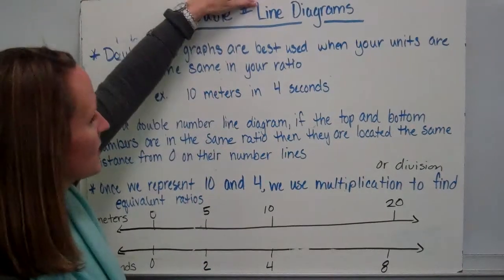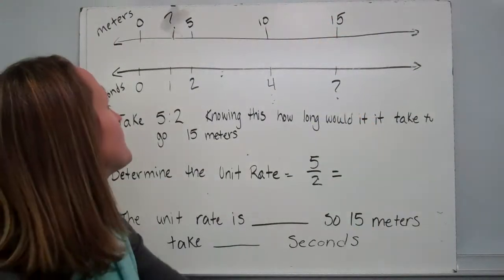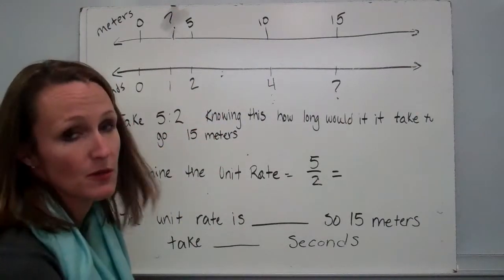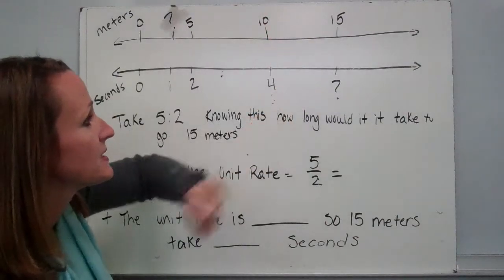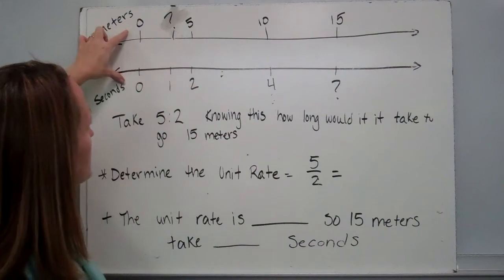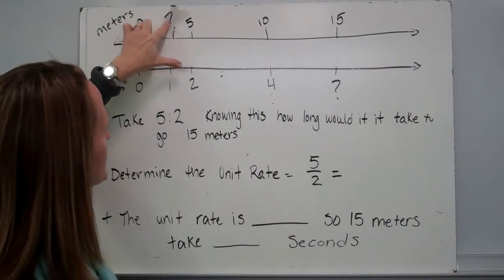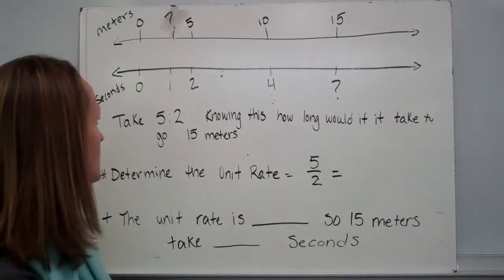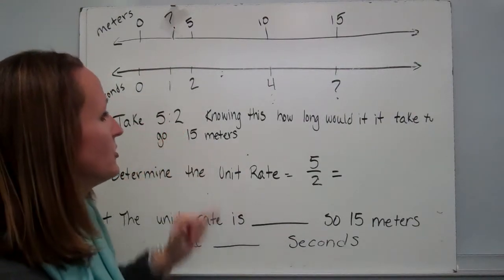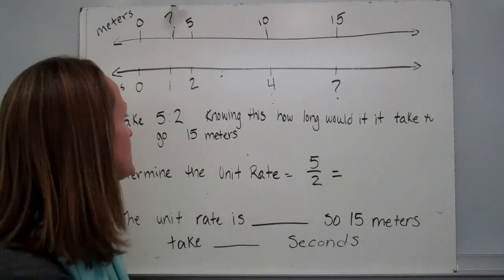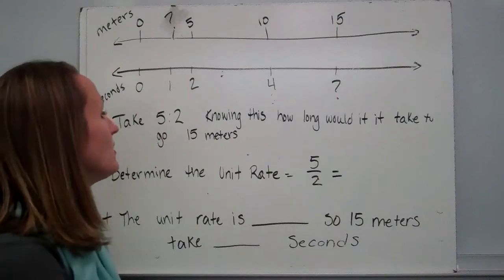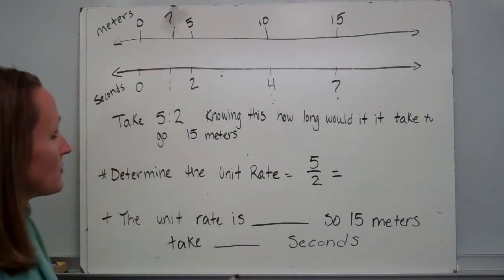Okay, so let's look at some more. Here I have my same double number line diagram, but you'll notice this time it's missing some numbers. I've got my 10 and 4, my 5 and 2, and my zeros. I have some spaces here. If I have 5 and 2, knowing that I've got 5 to 2, how long would it take to go 15 meters?